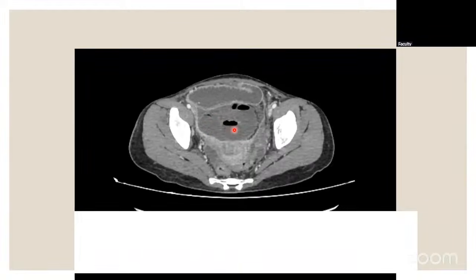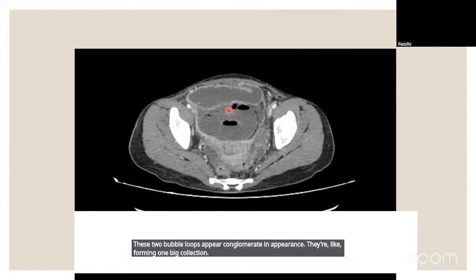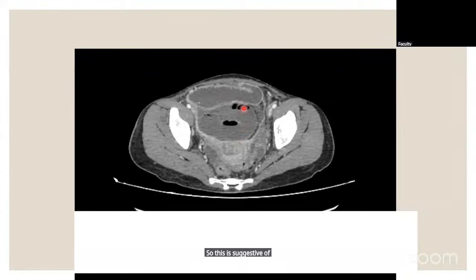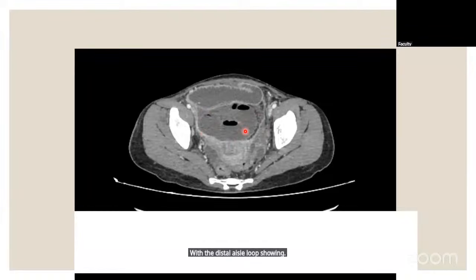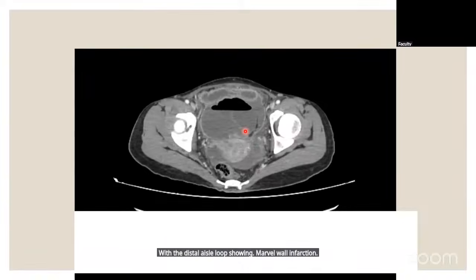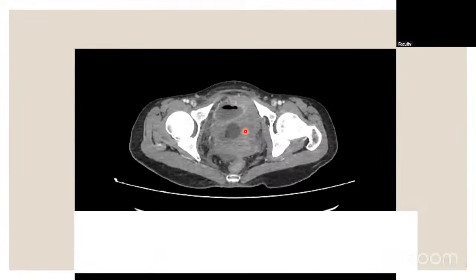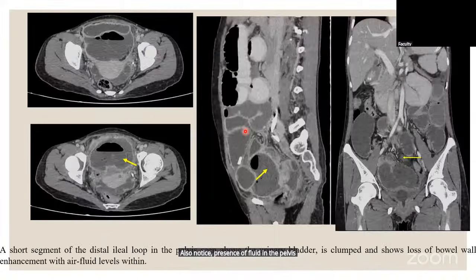These two bowel loops appear conglomerate in appearance, like forming one big collection. So this is suggestive of again adhesions related small bowel obstruction with the distal ileal loop showing bowel wall infarction. Also notice presence of fluid in the pelvis. So there is this collection, compare with the bowel loop, no enhancement of the bowel loop at all. Maybe there is paper thinning of the bowel loop.